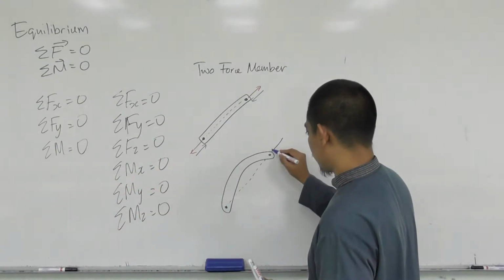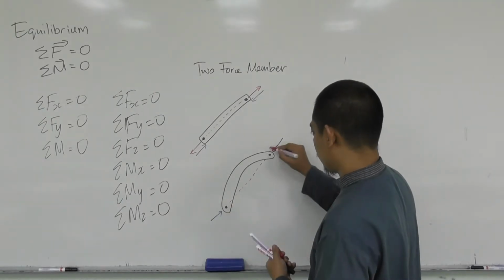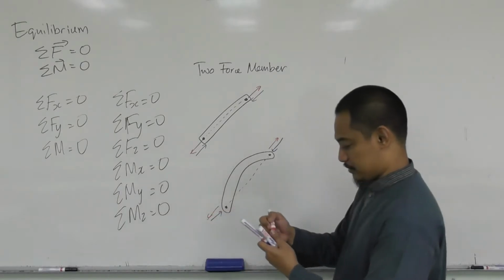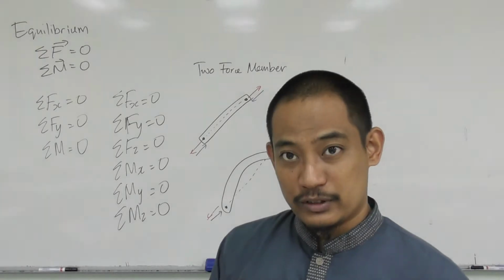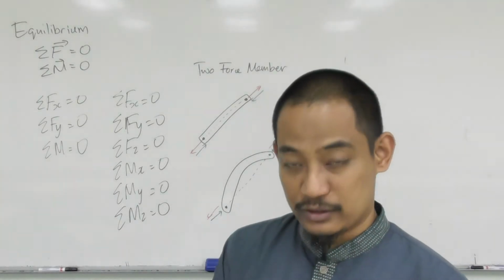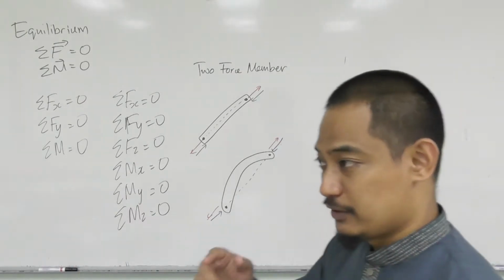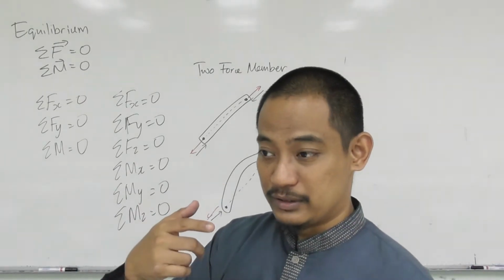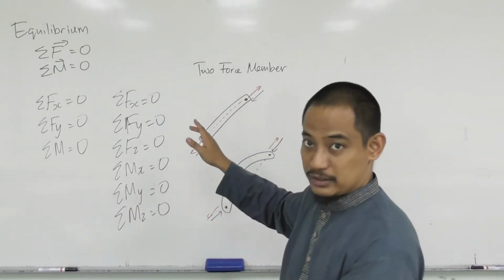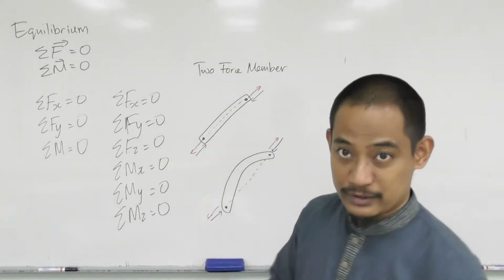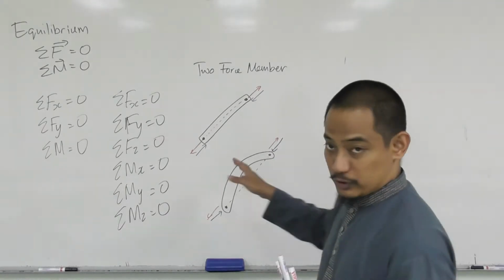So if you assume it's under compression, it will be like that. Oops. If you assume tension, it will be that way, right? So if you do not know the actual circumstances, whether in tension or compression, you just assume, and then when we have calculated until the end, if the answer is negative, that means it is the opposite of our assumption. If we assume tension and it's negative, then it becomes compression, and the other way around, right? So that's a two force member, right?